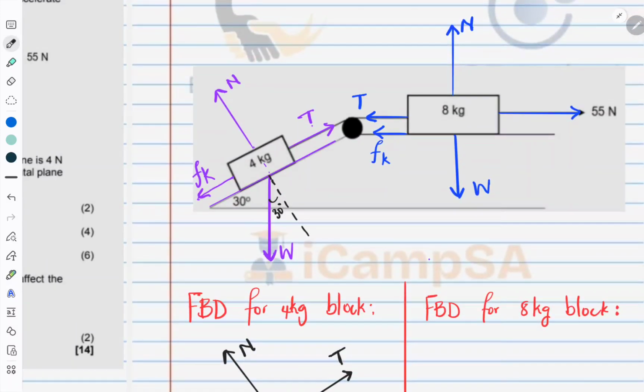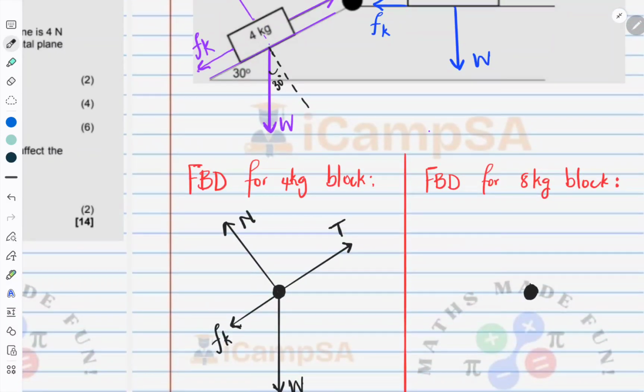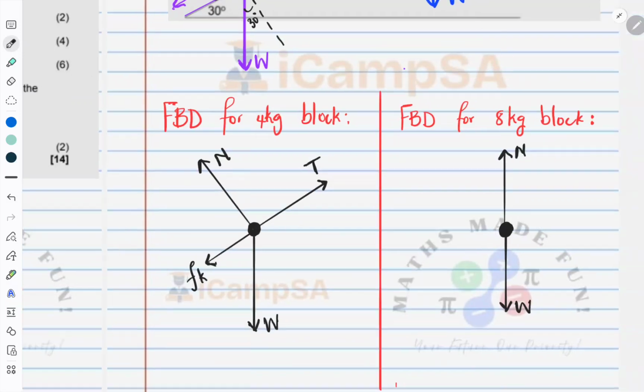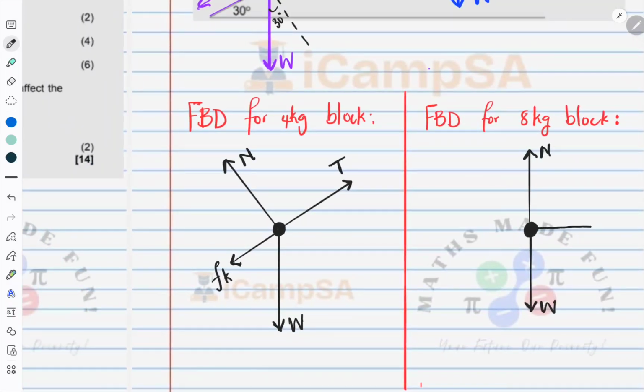For the 8 kilogram block, remember we said we have normal force going up there, and then we'll have our weight. So this is normal force, then this is our weight. Then we have the applied force, which is 55 newtons going that way. I'll just label it as 55 newtons. This is our applied force.